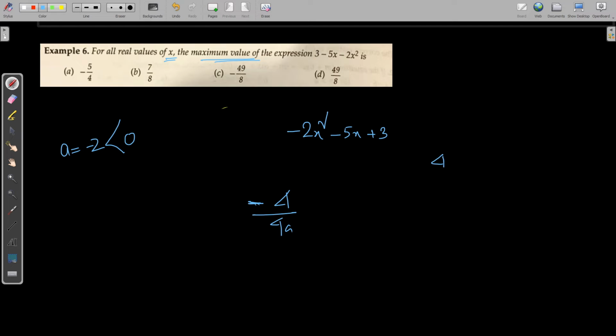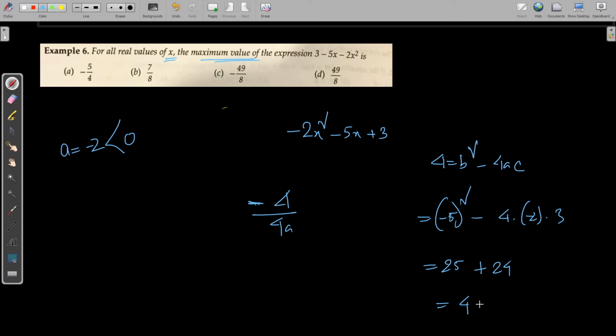So we need to find delta. What is delta? Delta is the discriminant, which is b² - 4ac. The value of b is -5 here. Then 4 into -2 into c, which is 3. So it will be 25, and minus into minus will be plus: 4 twos are 8, 8 threes are 24. So what we will get is 49.